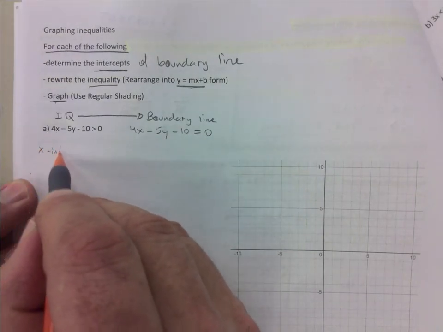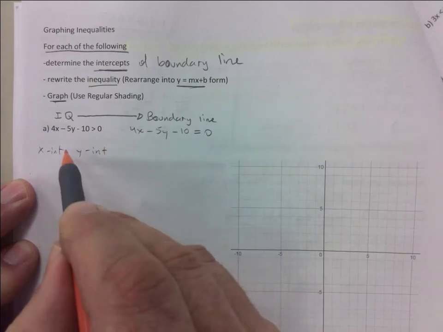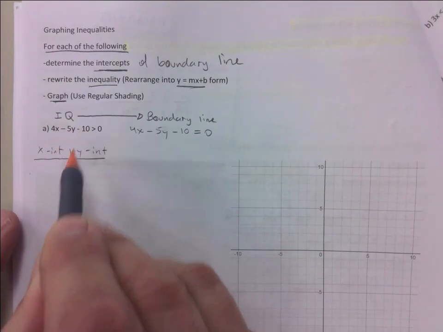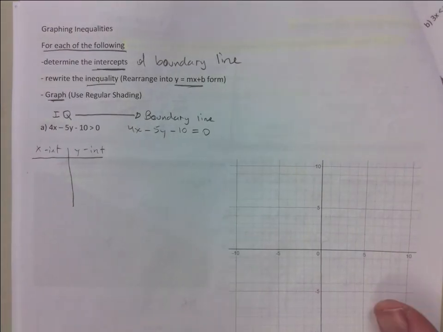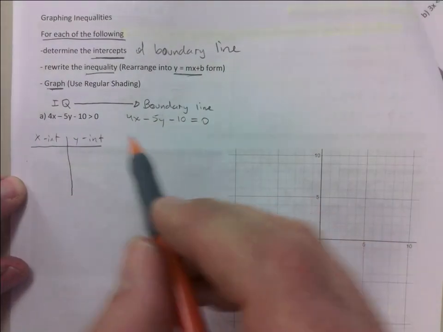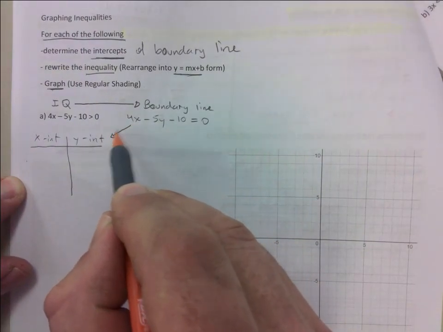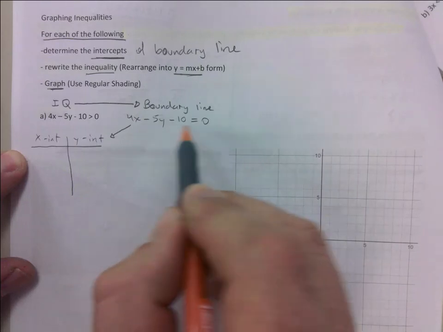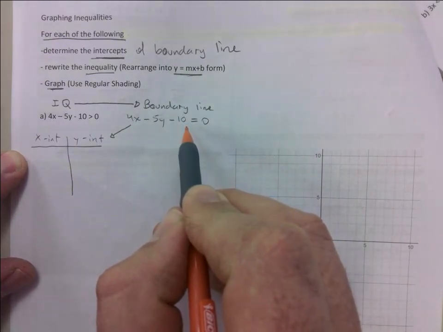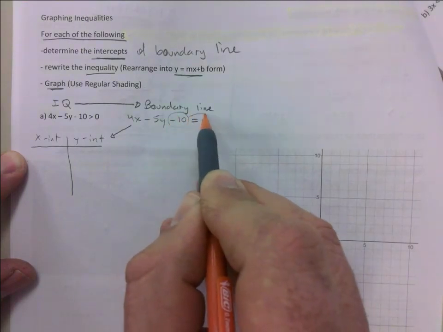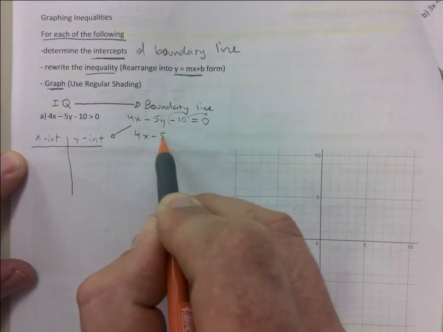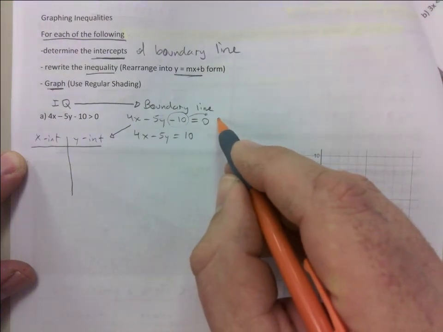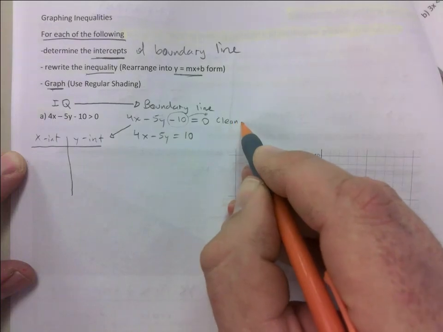So let's do the x-intercepts and the y-intercepts. I really encourage you to organize your work like this, because if you have 2 or 3 of these, you're doing work all over the place. Okay? So I'm using this boundary line to work and find the intercepts. Is this cleaned up, guys? Technically, it's not quite cleaned up. We're going to bring this negative 10 over. So it's 4x minus 5y is equal to positive 10. That's how I want to clean up, okay?